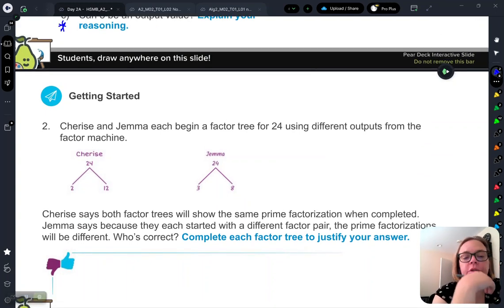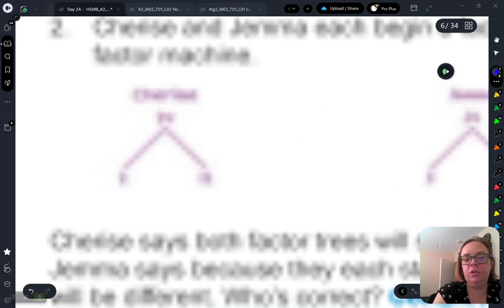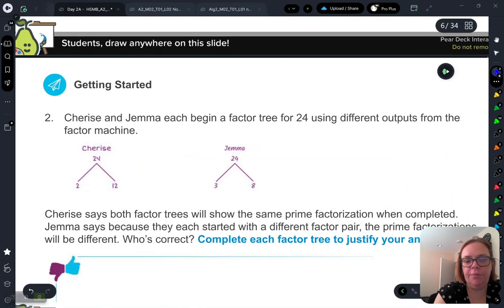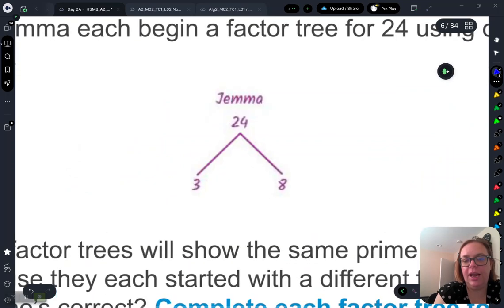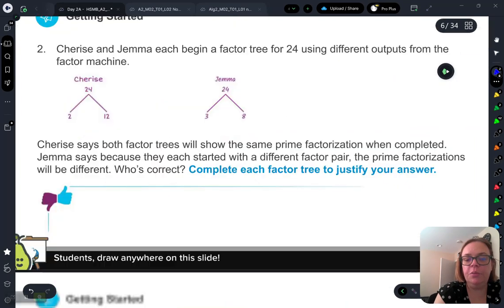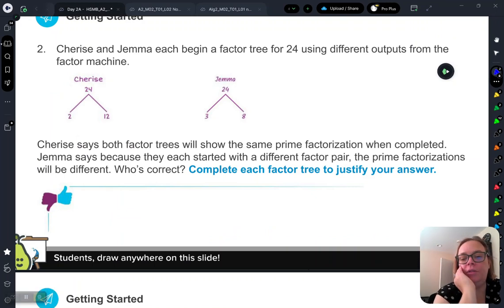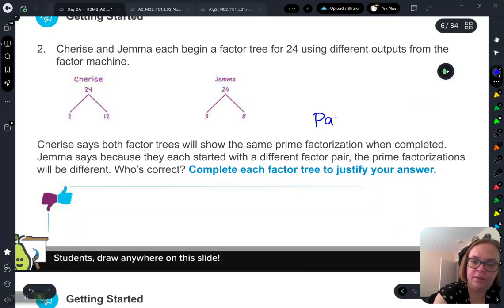So let's talk about factor trees. So in question 2, Charisse and Gemma each begin a factor tree for 24 using different outputs from the factor machine. So we can see Charisse is using 2 times 12. There we go. And Gemma is using 3 and 8. He says both factor trees will show the same prime factorization when completed. Gemma says because they each started with a different factor pair, the prime factorizations will be different. Who is correct? So I want you to pause and think about this.